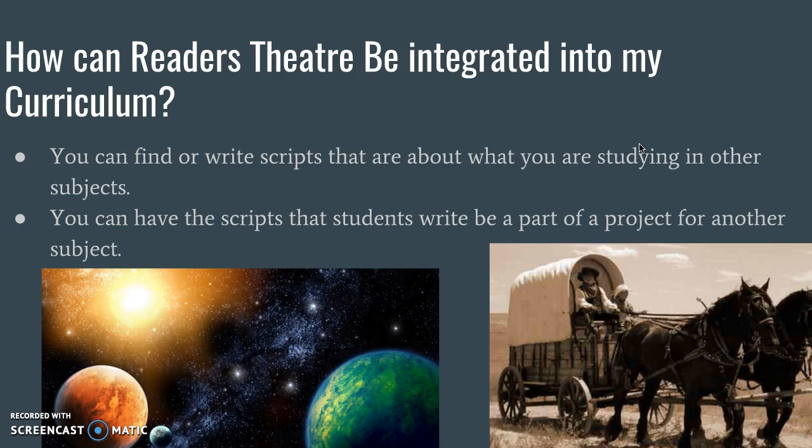For example, you could have students write a script where an astronaut is rocketing by all of the planets in our solar system, and the planets can each tell the astronaut different things about themselves to show that the students have learned facts about the planets. Or they could write about a family who's moving west during westward expansion and show their knowledge of the time period by going into detail about the conversations that these people are having as they're migrating.